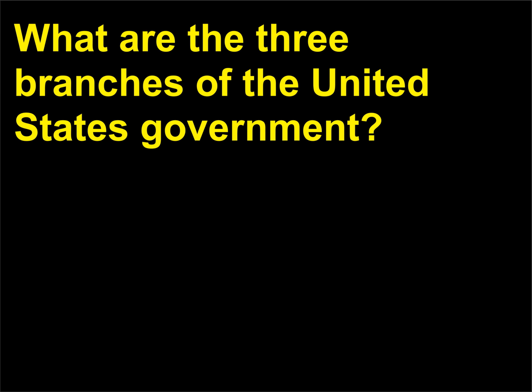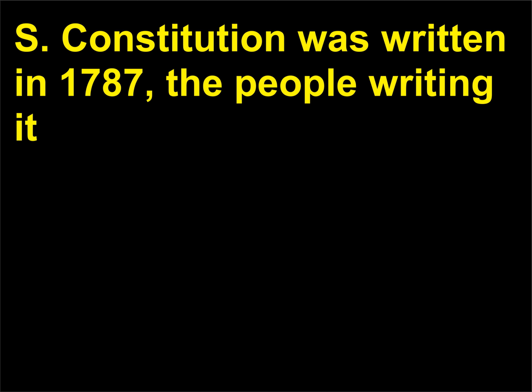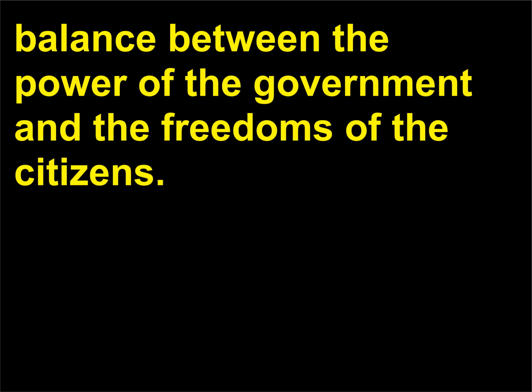What are the 3 branches of the United States government? When the U.S. Constitution was written in 1787, the people writing it, referred to as the framers of the Constitution, were very concerned with maintaining a balance between the power of the government and the freedoms of the citizens.